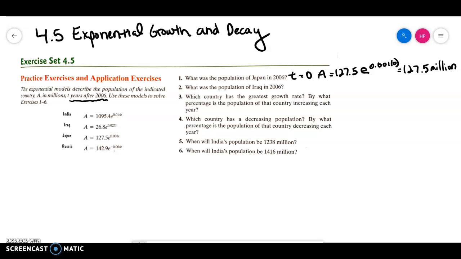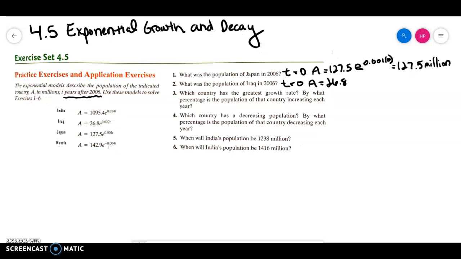So you can key it into the calculator if you need to, or just think through and recognize what's going to happen there. So for number 2, again, pause so you can try this one yourself first. What was the population of Iraq in 2006? Same exact thing happens. T is 0. That's my initial time, 2006. A is equal to 26.8 times e to the 0.027. And then whenever I enter a 0, I just have 26.8 million for Iraq.